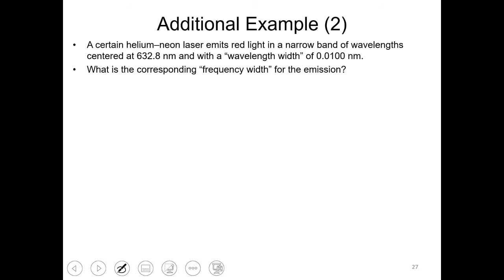The next one: a certain helium neon laser emits red light in a narrow band of wavelength centered at 632.8 nanometers, like a laser pointer, with a wavelength width of 0.0100 nanometers. What is the corresponding frequency width for the emission?